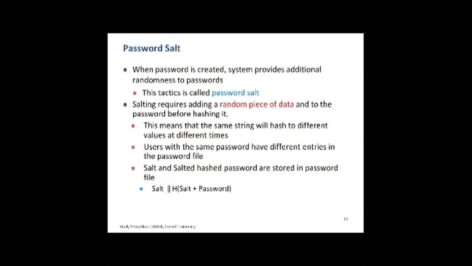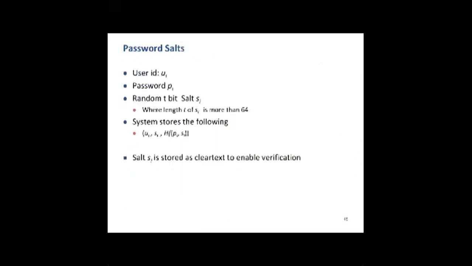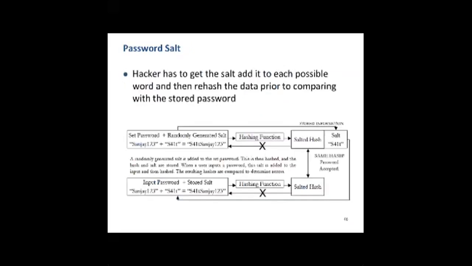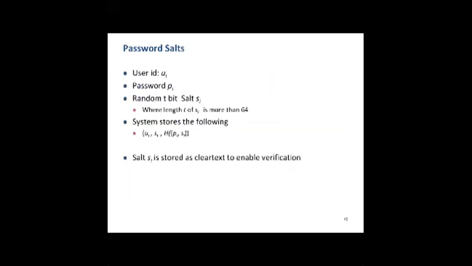So let's look at this. Basically the algorithm is this: the user ID is UI, the password which I am setting as a user is PI, and the random t bits of salt I add to this is SI. The length of the salt is of course t bits.